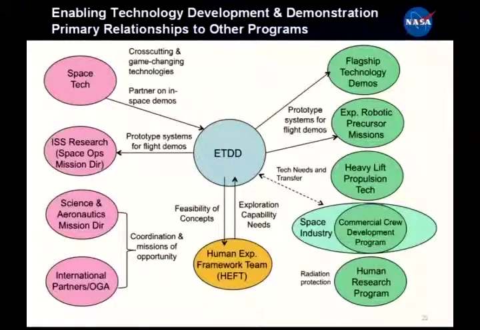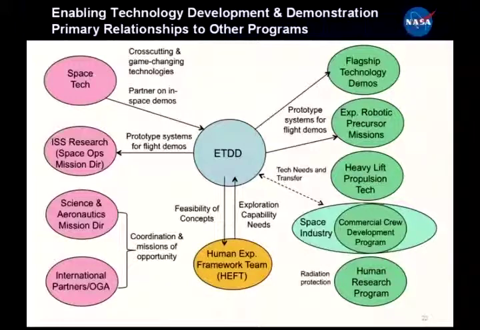And then in the lower left, you see there are missions of opportunity. The Science Mission Director at NASA is flying experiments to Mars. We could take advantage of some of those missions to Mars to test exploration technologies like In Situ Resource Utilization and others. And there are a number of international partners who are planning missions to the moon or near-Earth objects that we'd like to use as platforms to test our new technologies.